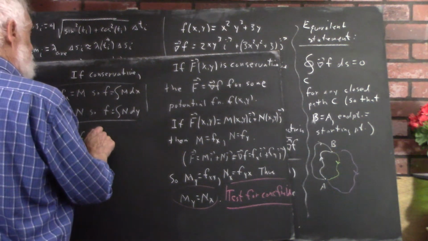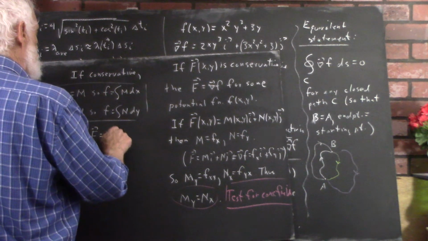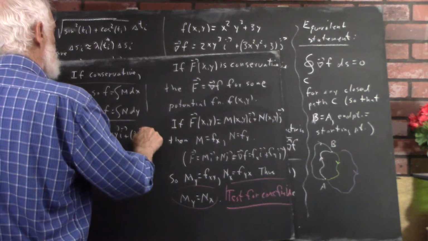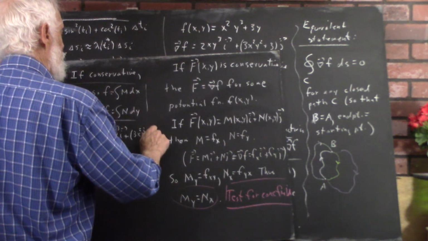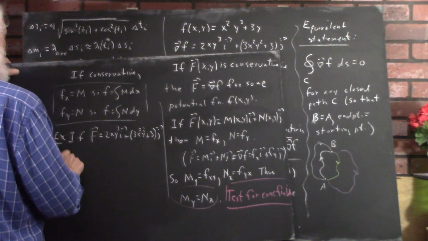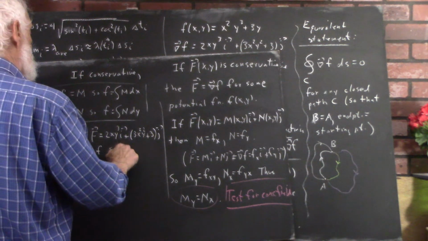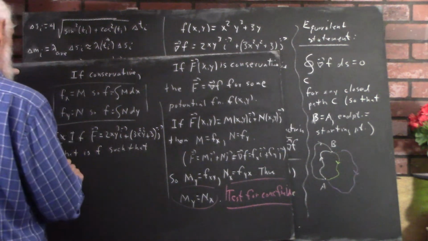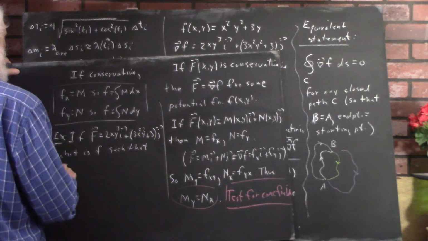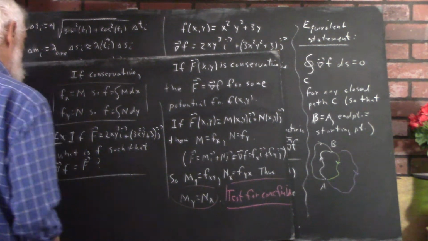If F equals 2xy cubed i plus 3x squared y squared plus 3 j, what is f such that the gradient of f equals F, big F?